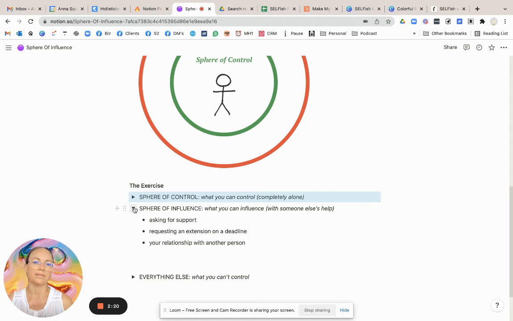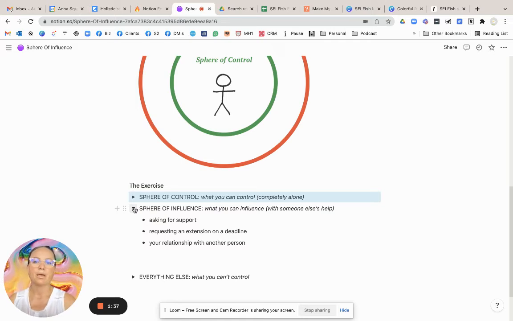So that's what you can influence with someone else's help or support. So often that would be asking for support or seeing a therapist, seeing a counselor, talking to your boss, talking to your partner, talking to a friend, whatever. Requesting an extension on a deadline, for example, if it's a work-related problem, or asking for more guidance, or asking if you can attend a training course to develop better skills at something. And you can also influence your relationship with another person. You can't control the relationship, but you can certainly influence the relationship because you are, in any given relationship, 100% responsible for your 50% of that relationship. So you can always influence your relationships through the way that you're showing up to that relationship, what you're giving to the relationship.